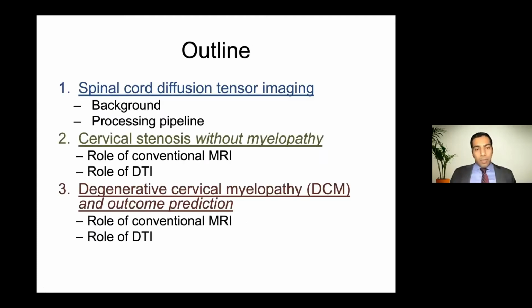This talk will be in three sections. In the first section, I'll focus on the background of spinal cord diffusion tensor imaging and how we process the images. And then I'll talk about how DTI can be applied in two specific situations. One is cervical stenosis without myelopathy, and the second one is degenerative cervical myelopathy and outcome prediction.